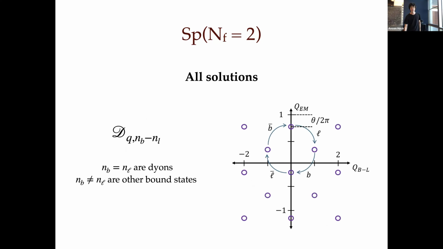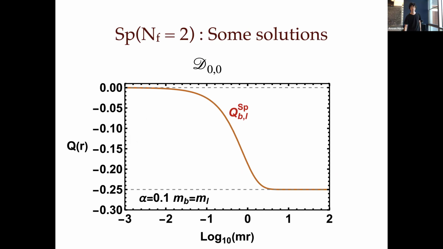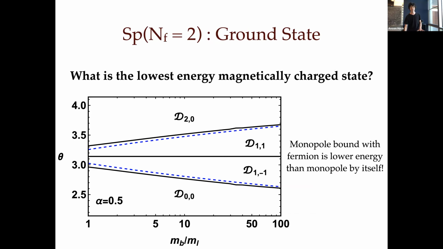Great. So, some solutions. Here's actually something that surprised me at least, which is you can just ask, what is the lowest energy state in the problem that has magnetic charge 1, as a function of theta? And it turns out for theta near pi, a monopole plus a fermion has less energy than a monopole itself. In other words, by adding a fermion, this combination state has less energy than the monopole, which I find quite amusing.